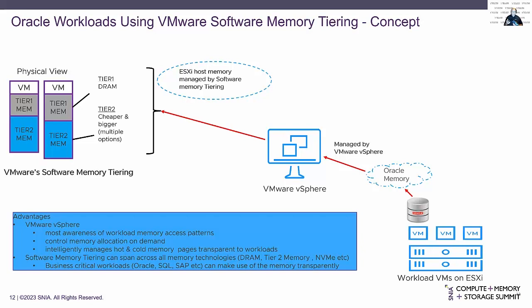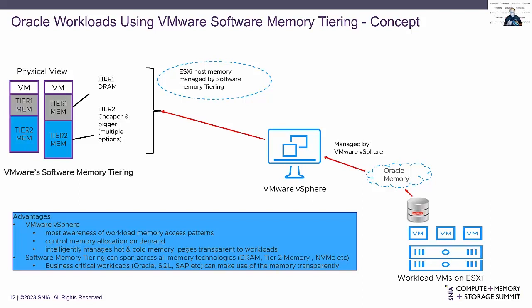The hypervisor is the platform that has the most awareness of the workload memory access pattern. VMware vSphere understands the memory allocation and how we can control it on demand. vSphere has the intelligence to manage the hot and cold memory pages, and all of that happens transparently to workloads. If one were to go with some kind of hardware memory tiering, you could do that, but it would not have the sense of the workload's demand for hot and cold memory pages as well as what VMware vSphere brings to the table here.